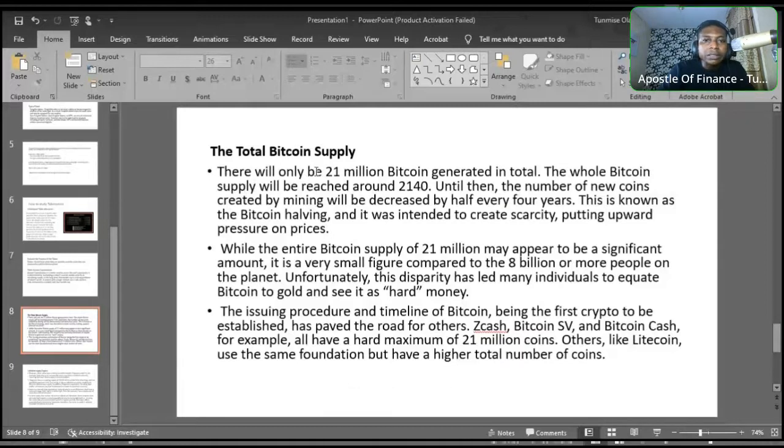There will only be 21 million Bitcoin in circulation. That's the total supply of Bitcoin, and we are currently 8 billion and more persons in the world. As Bitcoin becomes more adopted and popular, and many persons get to know more about Bitcoin, we are expecting an increase in the price of Bitcoin. Why? Because scarcity drives up price. Scarcity drives up price.